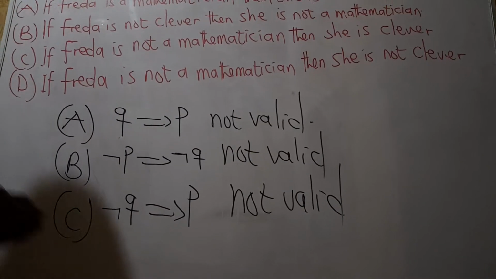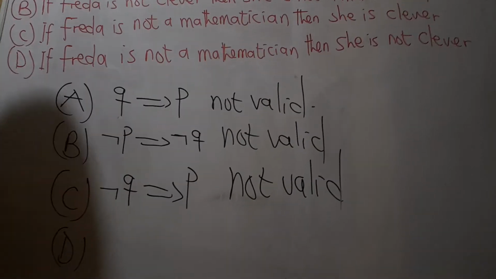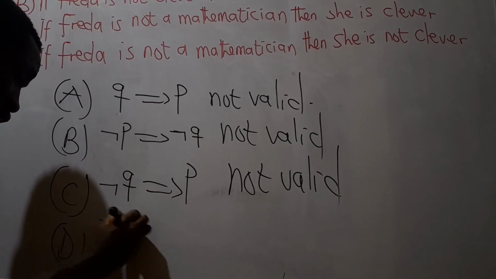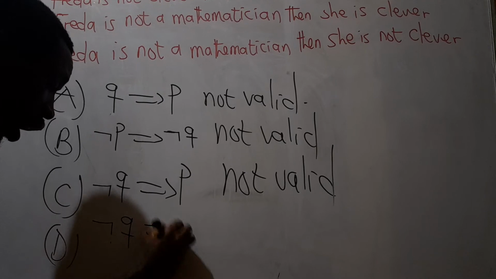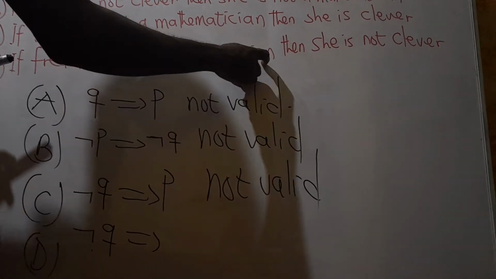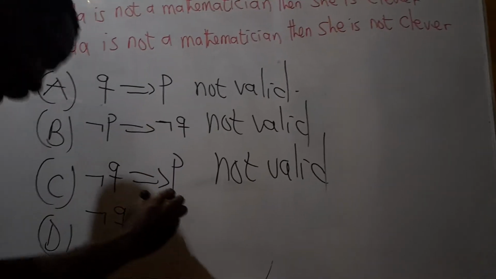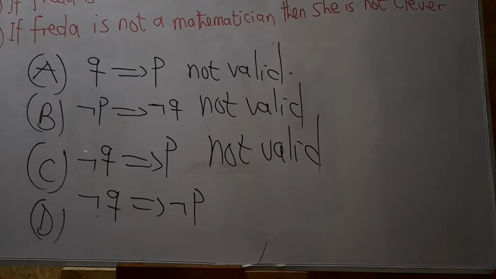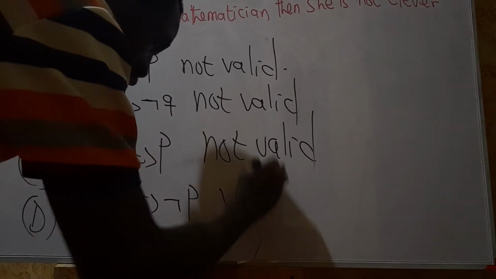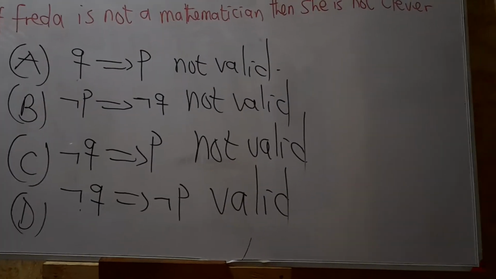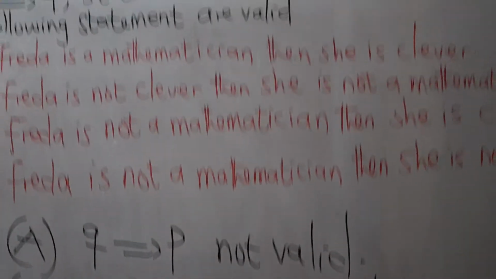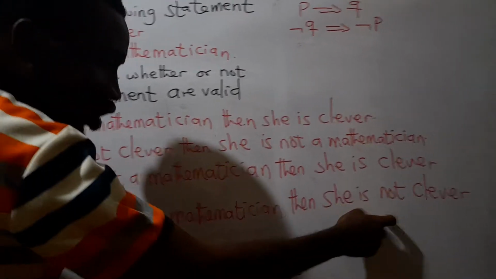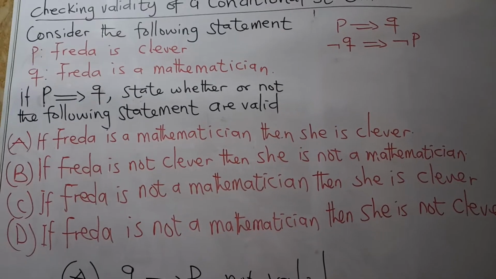Let's check the D. If Frida is not a mathematician, so that's the negation of Q, implies, then she is not clever. That's the negation of Q implies the negation of P. And this is the contrapositive form, so it is the only valid statement here. So the only valid statement among these statements is D. Thus, if Frida is not a mathematician, then she is not clever. All the other statements are not valid.